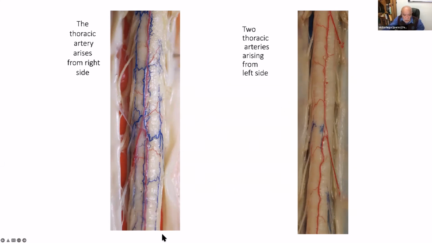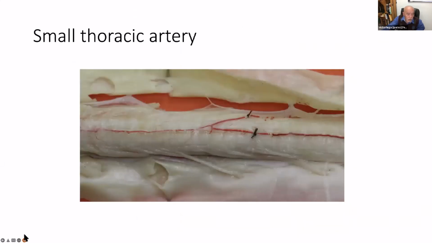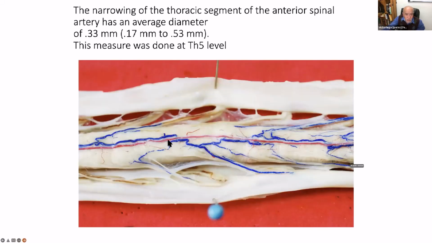Here we have the spinal cord in the thoracic segment of the spine. A small thoracic artery, this is a very small thoracic artery. The narrowing of the thoracic segment of the anterior spinal artery has an average diameter of only 0.13 millimeters. This is 0.17 to 0.53 millimeters. These measures were always done at the thoracic 5 level.